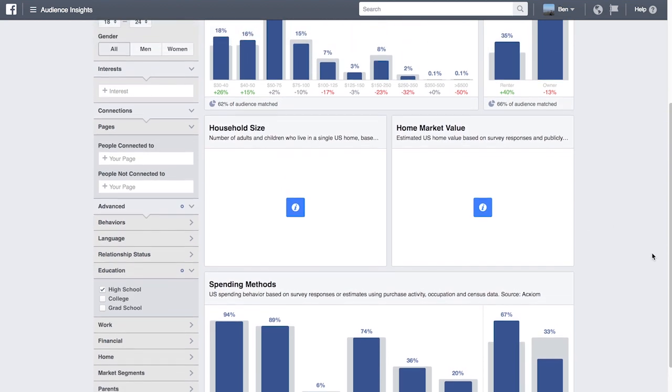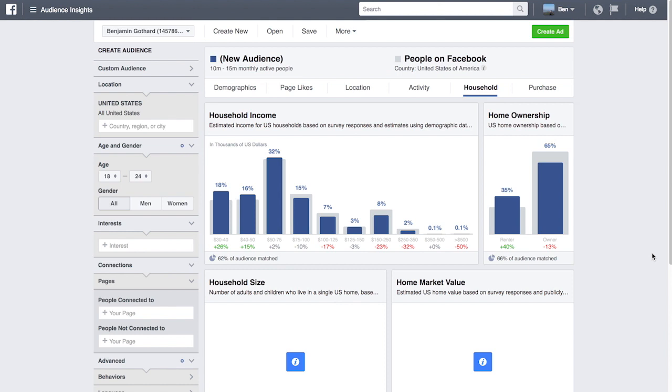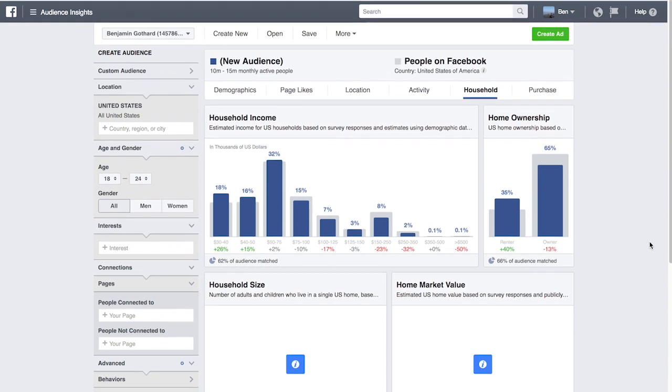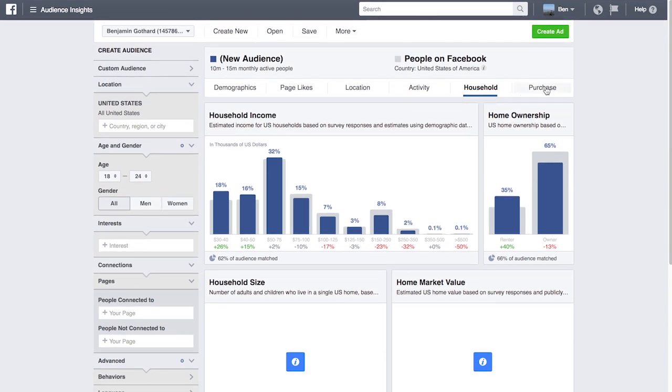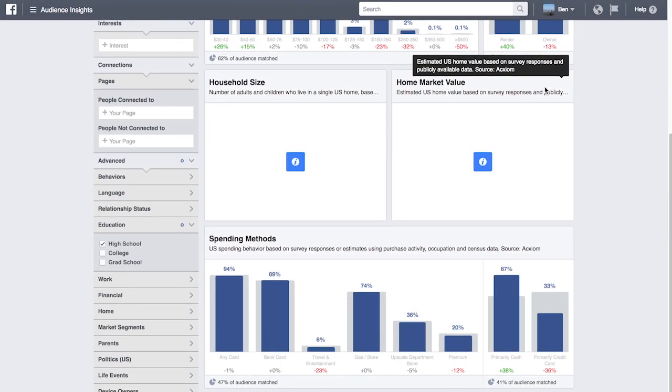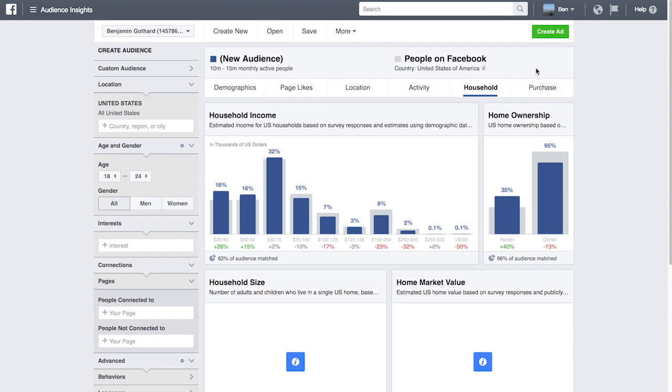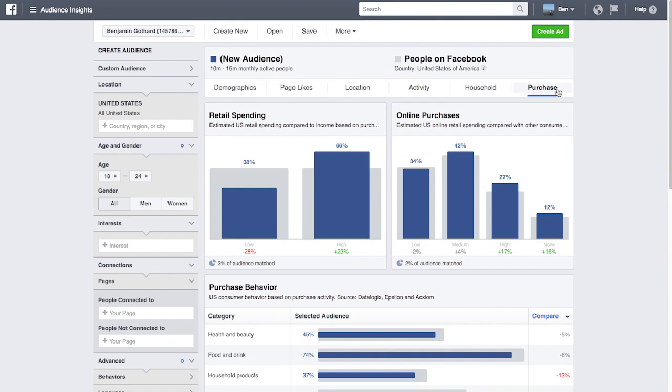Okay, that is so much more in depth of a persona than just saying 18 to 24-year-olds who have a high school education. So you can see how powerful this tool is, these audience insights are. And you can see their purchasing behavior.